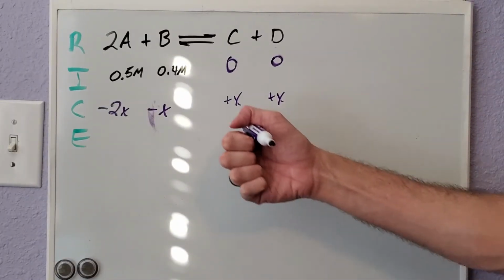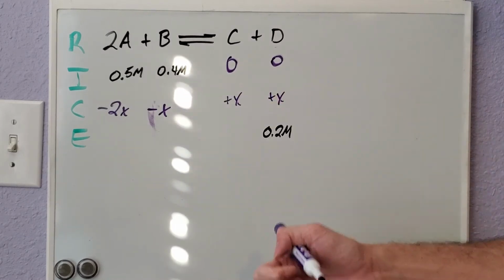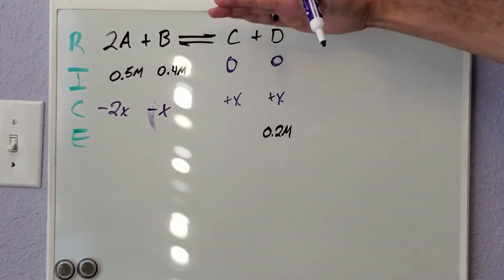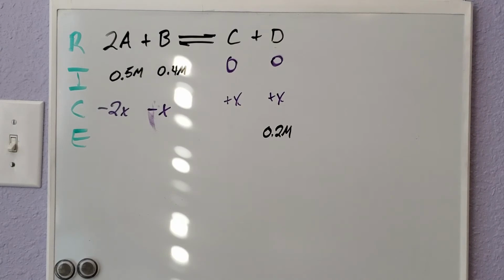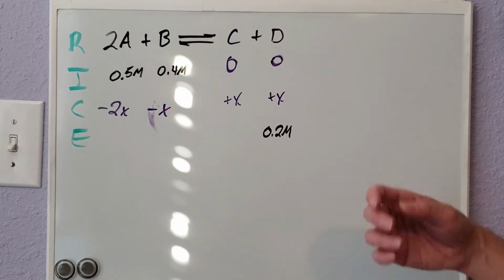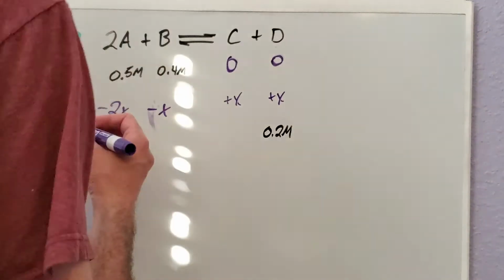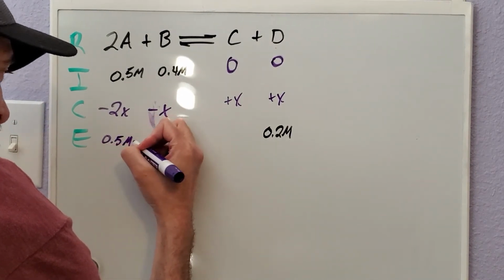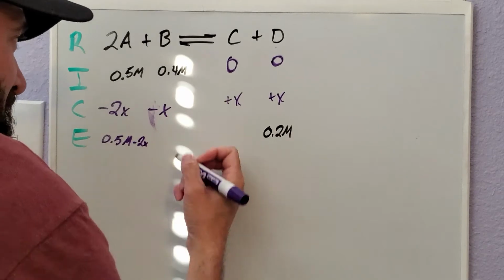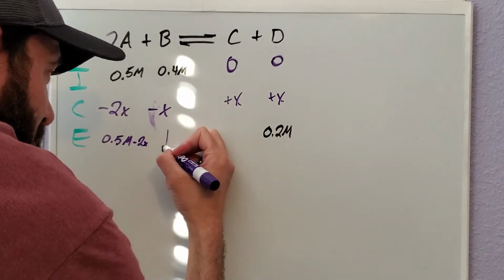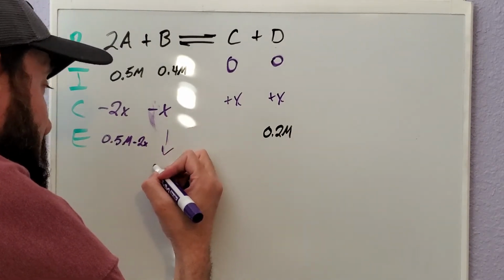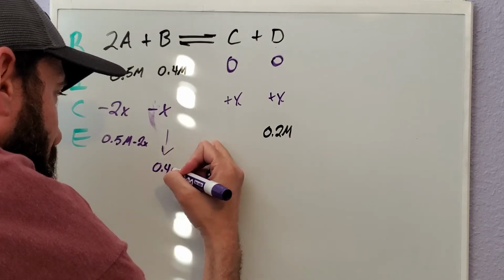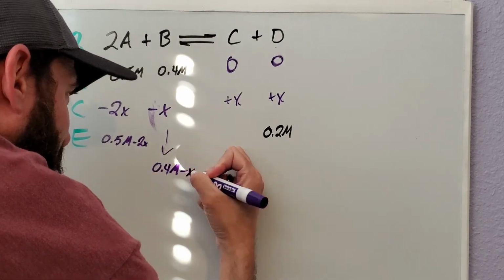And so please note, these are going to be pluses because we are getting rid of reactants and forming products. And so at equilibrium is the sum of your initial plus your change. And so when we go through and look at equilibrium on this side, we're going to have our 0.5 molarity minus 2x. I'm going to move this down a little bit so I don't smush everything. For our B, we have our 0.4 molarity minus x.